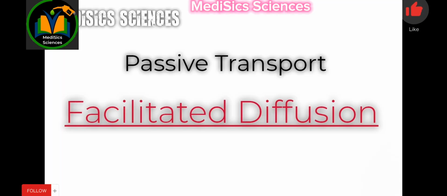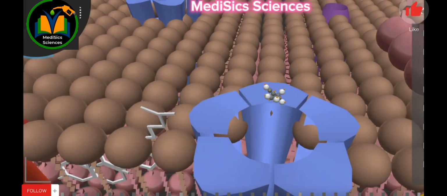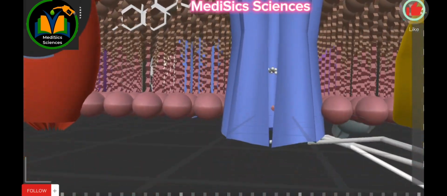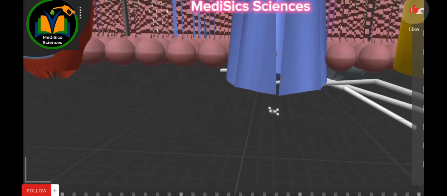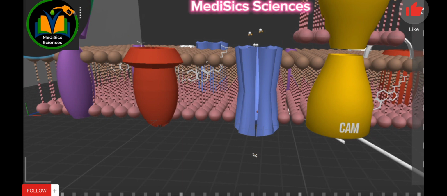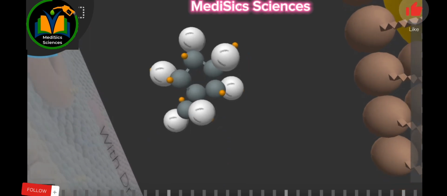Facilitated diffusion. Facilitated diffusion is the passive movement of molecules along the concentration gradient. It's a selective process. That means the membrane allows only selective molecules and ions to pass through it. It, however, prevents other molecules from passing through the cell membrane.